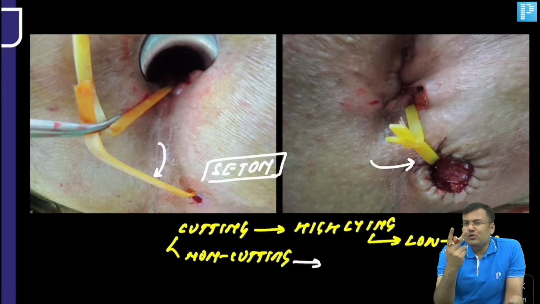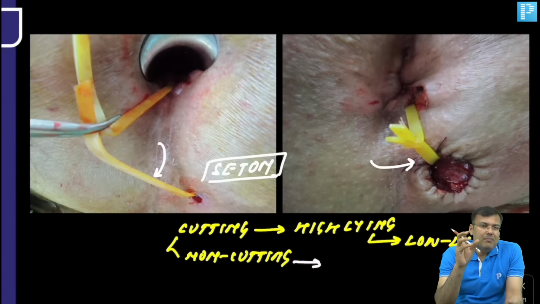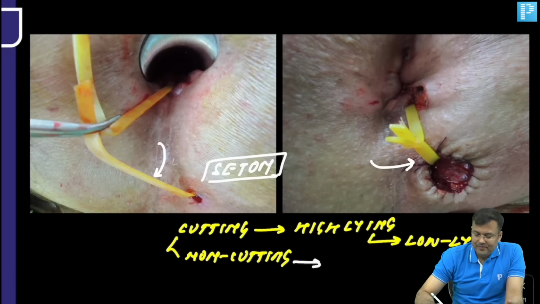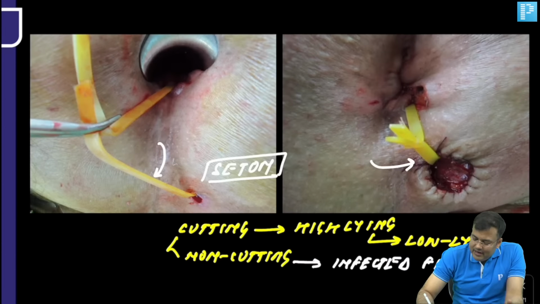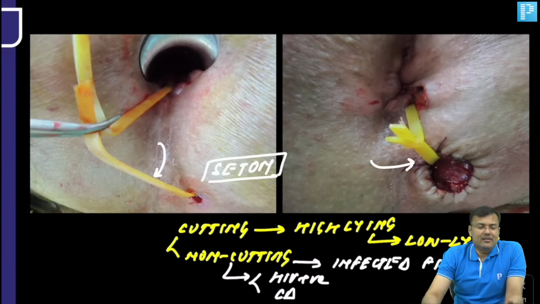Can you tell me what are those two conditions where patient is having multiple infected fistula? Guys, tell me two conditions where patients are having multiple infected fistula, where we are using this non-cutting seton. Dr. Rafa, you are correct. Dr. Sneha, you are correct. HIV positive and Crohn's disease. So, in HIV positive and Crohn's disease, we are using non-cutting seton. Clear? So, guys, this is seton used in the management of fistula in ano.